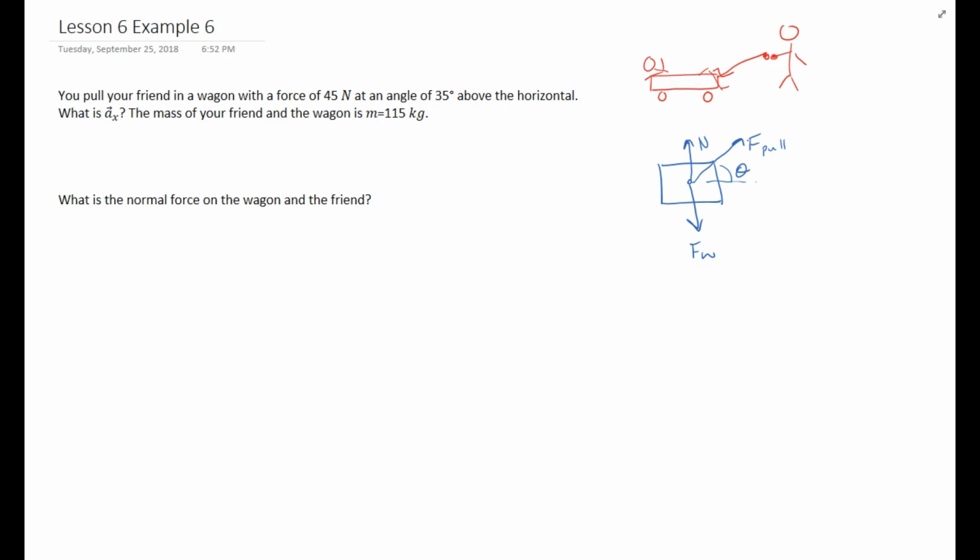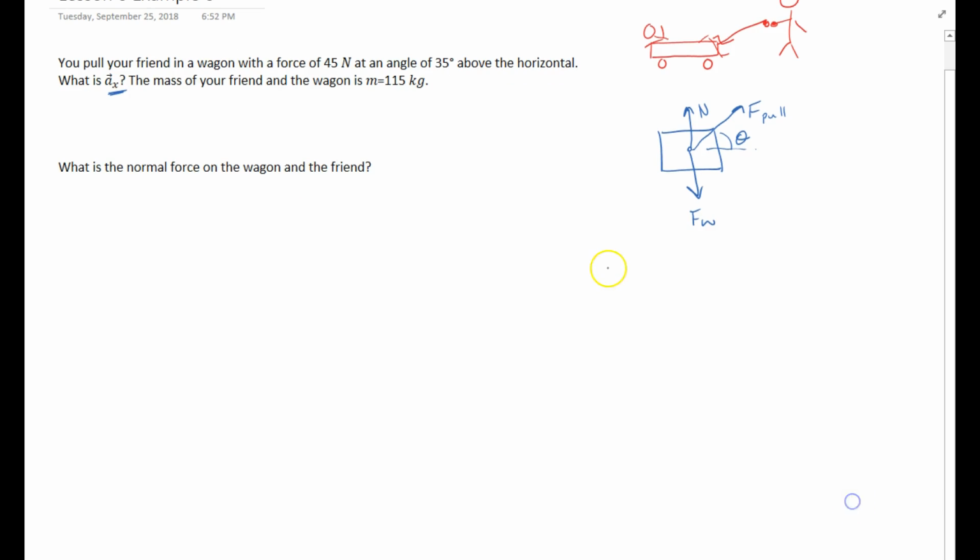So now that we have our picture, we are ready to apply Newton's second law. Because we're looking for the acceleration in the x direction, we're going to start by applying Newton's second law in the x direction. So when we do that, the sum of the forces in the x direction is equal to the mass of our object times the acceleration in the x direction. In this particular case, the only force acting in the x direction is just how much of our pull is in the x direction. I'm going to call that F pull x.